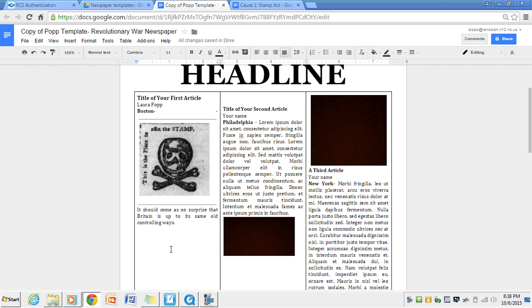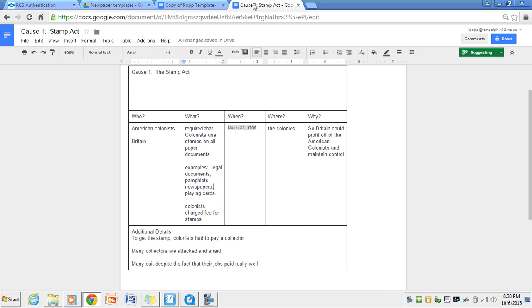Now I want to get right to the point that I'm talking about the Stamp Act. So recently, the Stamp Act was passed. I want to next explain what the Stamp Act was. So I'm going to jump back to my graphic organizer.